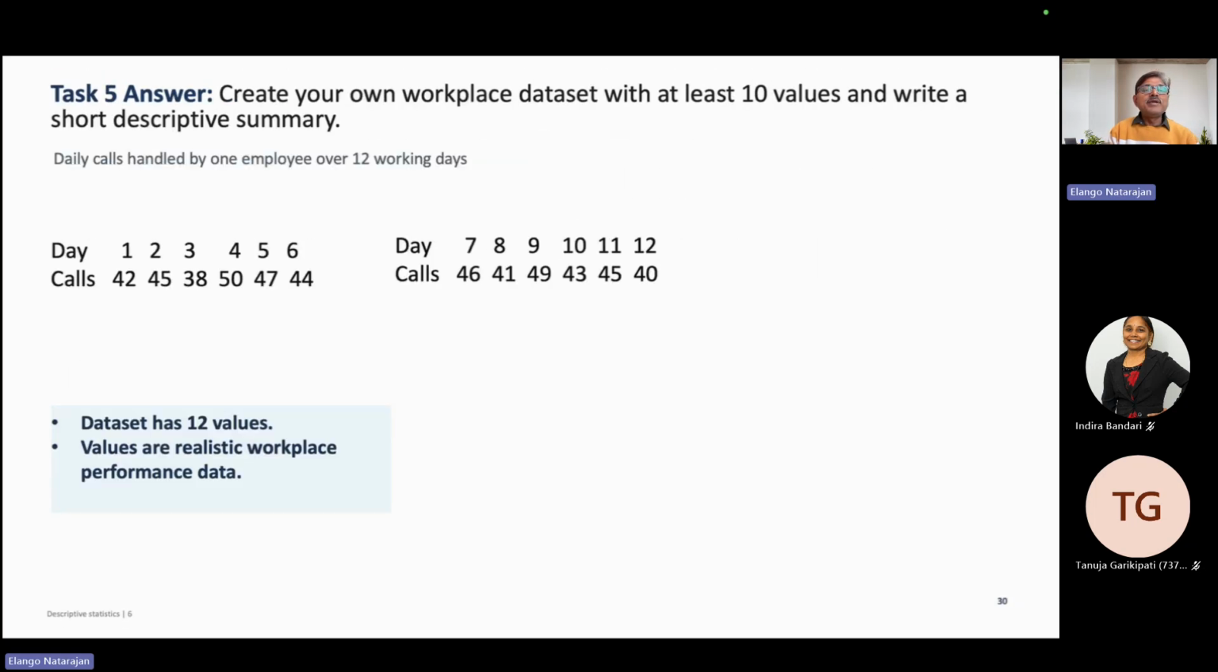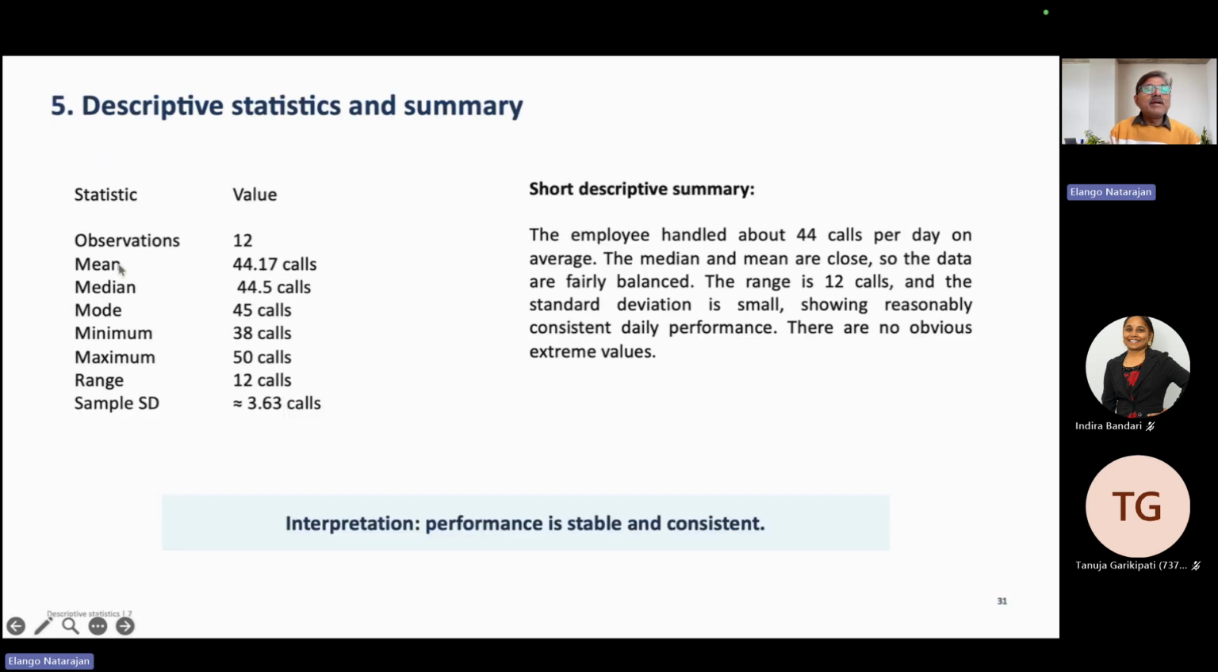So I give here an example of how to write it. I just put here daily calls handled by one employee over 12 working days. The employee attends 42 calls on the first day, 40 calls on the last day, the 12th day. So I have calls attended by that employee over the period of 12 days. Okay, so the data set is 12 values. Perfect. So I can find mean, median, mode, all this data.